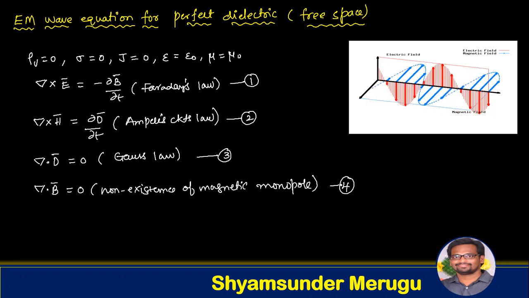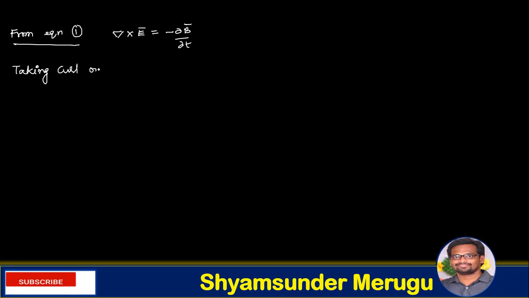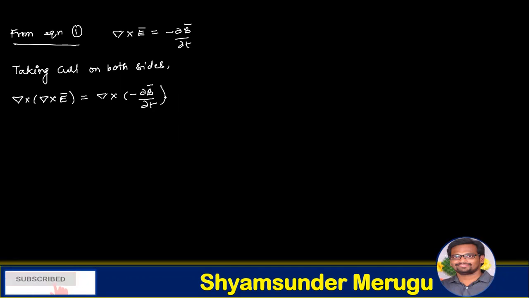Now we work with equation 1. So from equation 1, we know that it is given as del cross E bar is equal to minus dou B bar over dou t. Now taking curl on both sides, we get del cross of del cross E bar equal to del cross of minus dou B bar over dou t here.